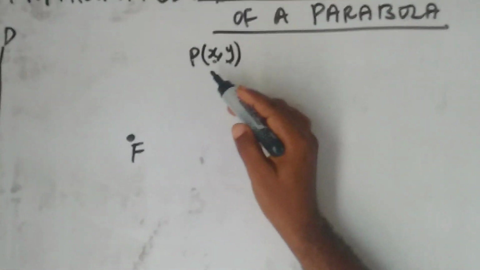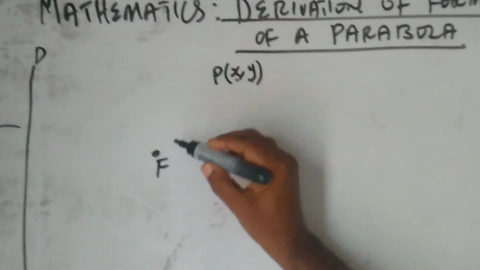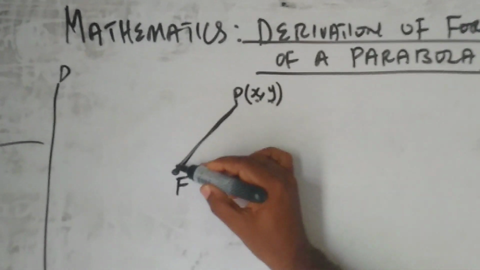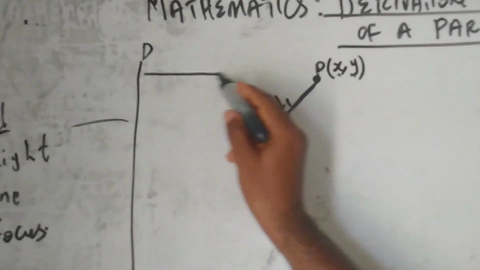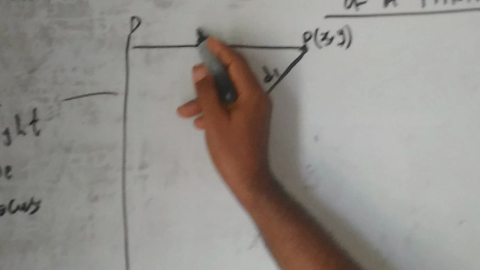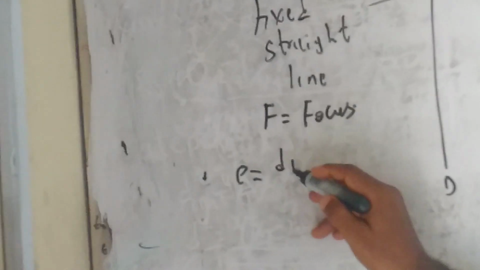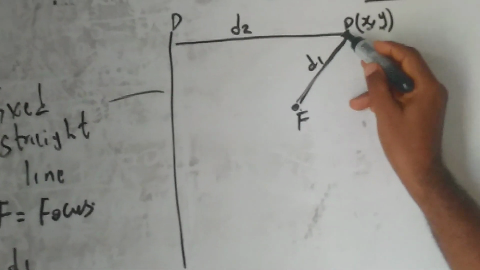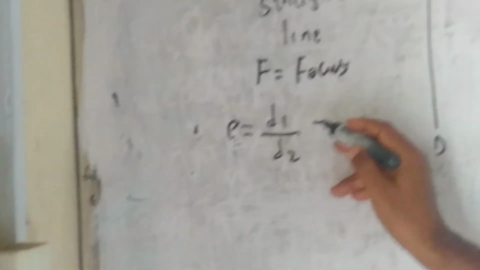Now, what I want us to also realize is this. According to the definition of a parabola, the distance of this variable point P from the focus, let's call it D1, and the distance of this variable point P from the directrix, this fixed straight line, let's call it D2. The parabola says that the eccentricity, the ratio of D1 to D2, is equal to 1.